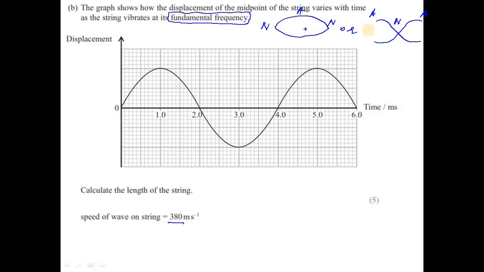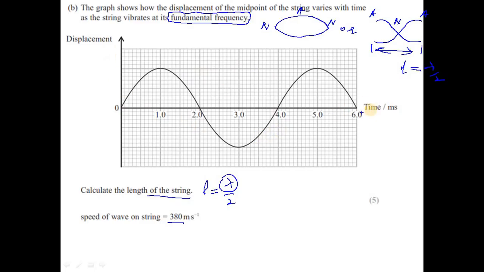No matter which formation we have, the length of the loop, or length of the string or pipe, L is always equal to lambda by 2. And we need to calculate the length of the string. That means for the fundamental loop, length is equal to lambda by 2. So we need the wavelength, but we don't have the wavelength, we have a graph.